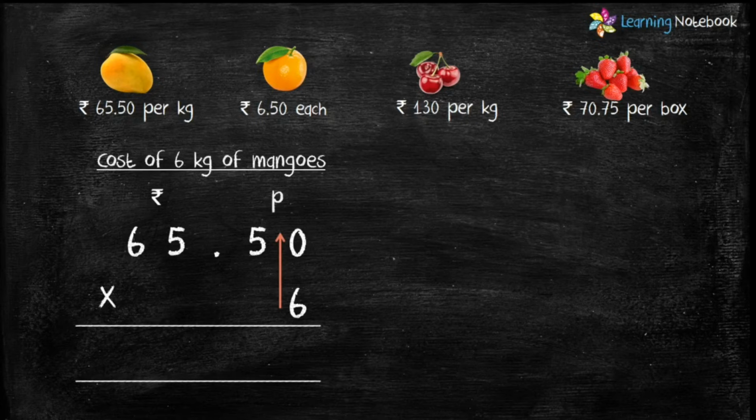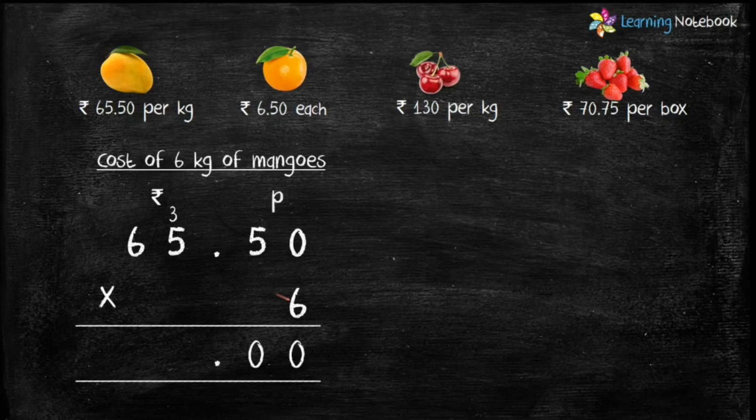First multiply 6 with 0. 6 into 0 equals 0. Next, 6 into 5 equals 30. We regroup 30, 0 comes in the answer and 3 gets carried over. Now students, before multiplying 6 with 5, put a dot in the answer.